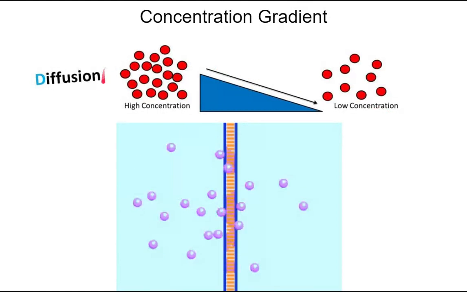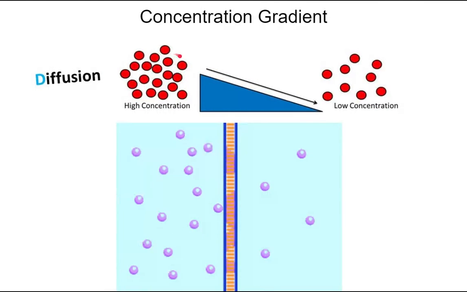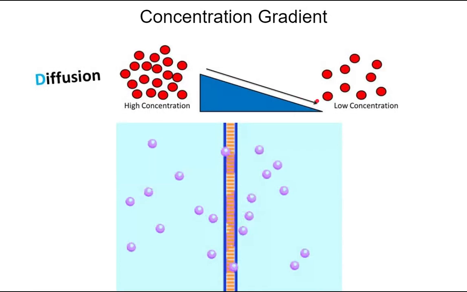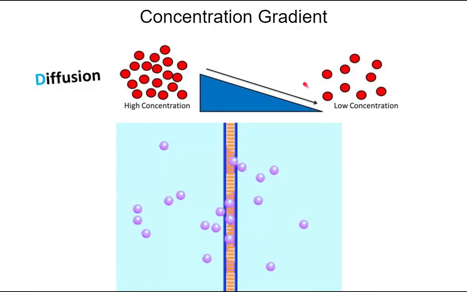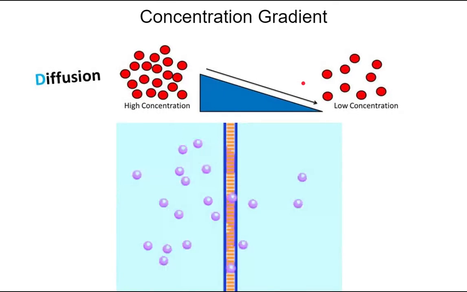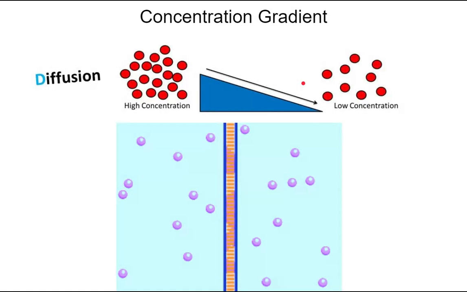So in this example here at the very top, the particles over here on the left want to move towards the area on the right. We say that they want to move down their concentration gradient. And this happens naturally. It's something that occurs naturally in nature and does not require any energy. Particles want to do this.